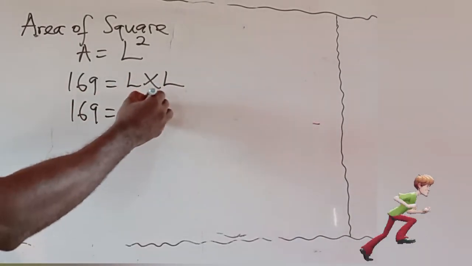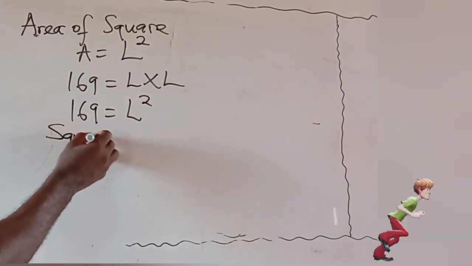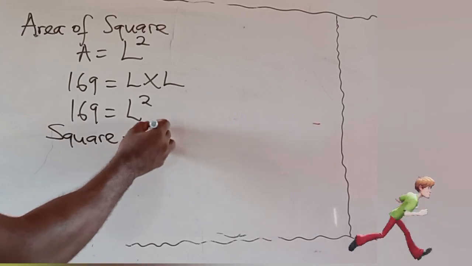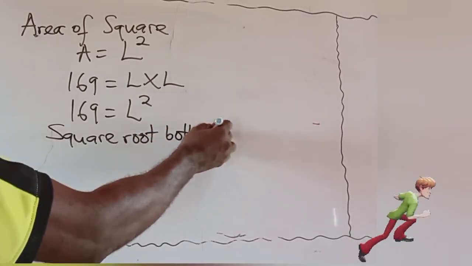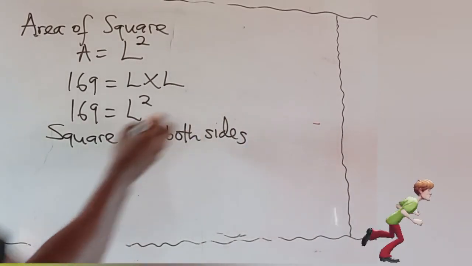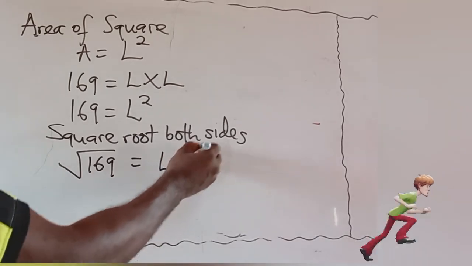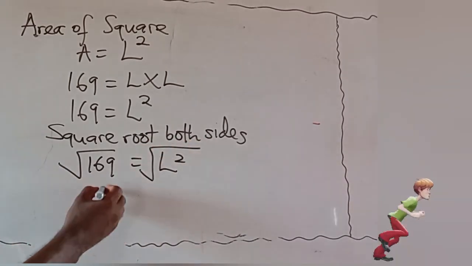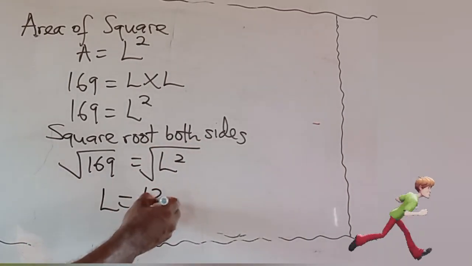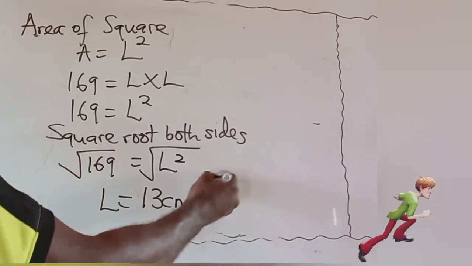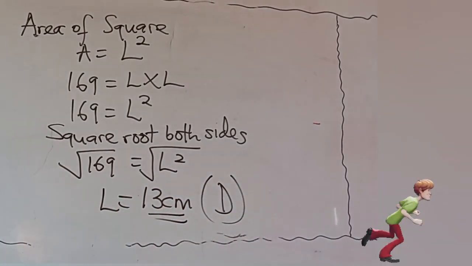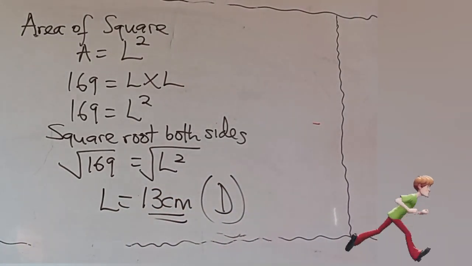Now L square, you now square root both sides. Because of the square on the length, square root both sides. That's why the square root of 169 equals square root of L square. So square cancels square root. So L will be 13 centimeter. So that's how we have D as our option. Now let's go ahead again, scholars.